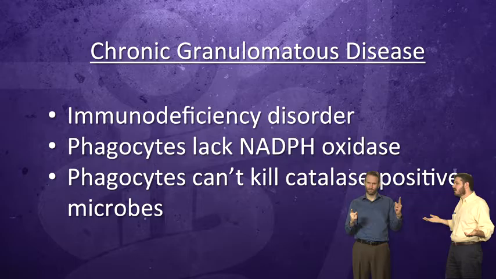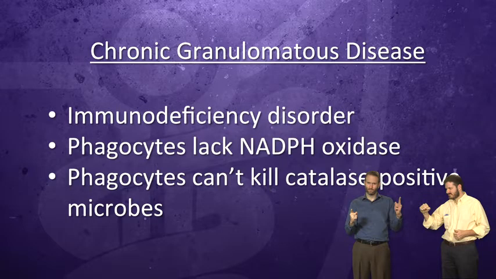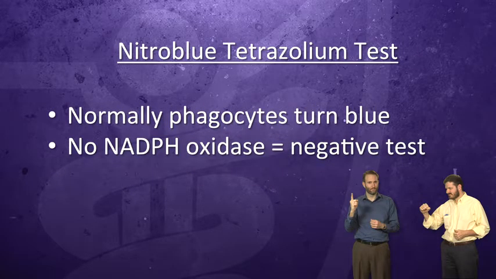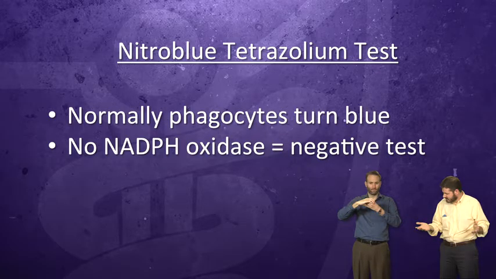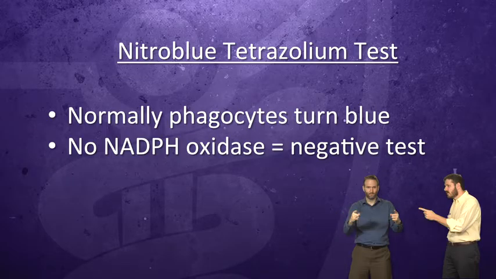There are several diagnostic tests that you can use, but the test that you should remember is called the nitroblue tetrazolium test. Normally, phagocytes will take up the nitroblue tetrazolium and turn it kind of a bluish black color. But phagocytes that lack NADPH oxidase can't do this, so the nitroblue tetrazolium test is negative.